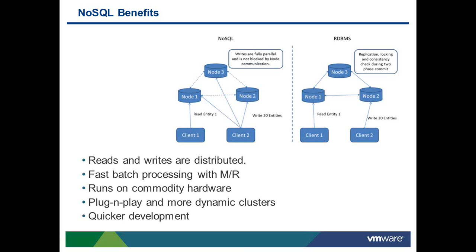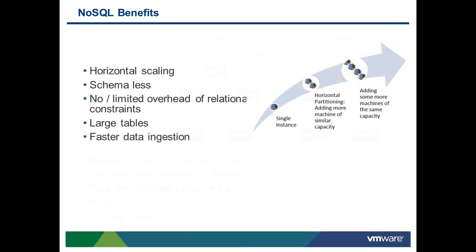And then batch processing can be done very fast with MapReduce. One of the most important behaviors in NoSQL is that they can run on commodity hardware. And plug-and-play and dynamic clusters is one of the most important features. And development becomes quicker because of the schema-free behavior, and also because we don't have the complexity of SQL.